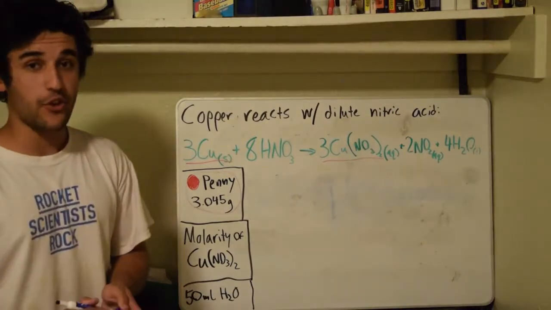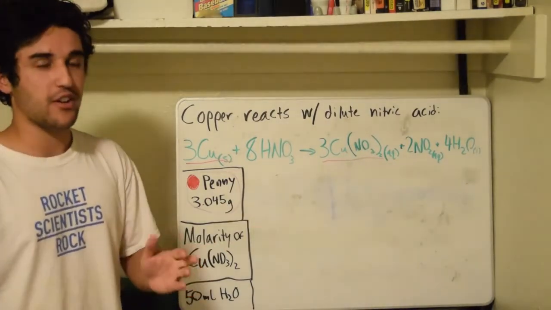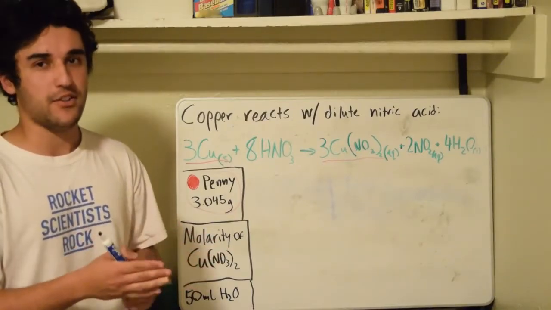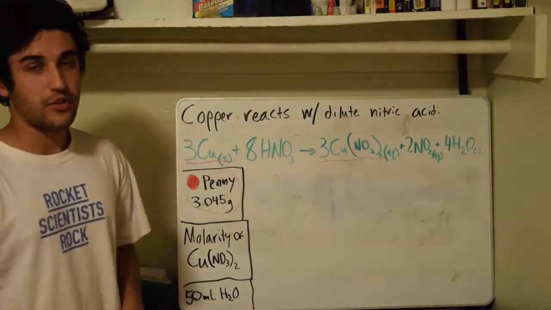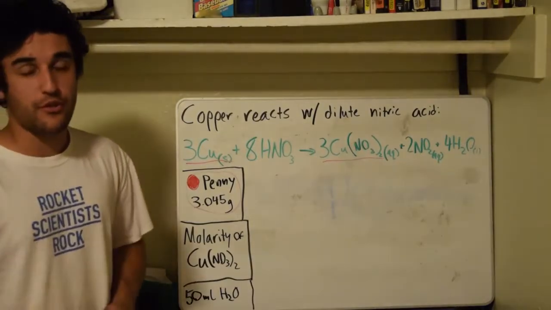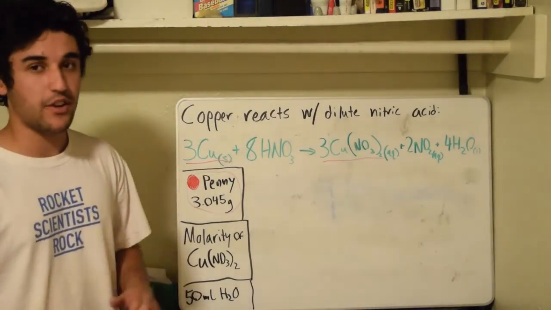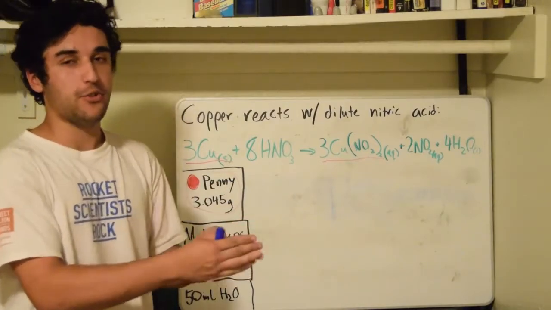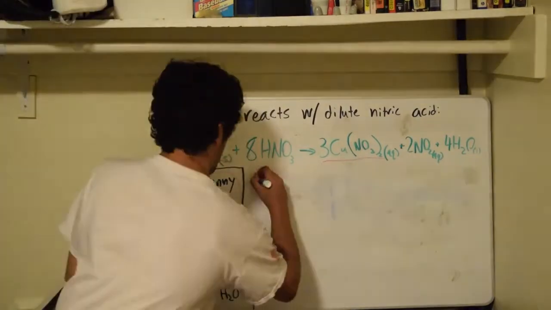So the end goal is moles per liter of copper nitrate. So we're basically trying to get the moles of the copper nitrate. So they give you 3.045 grams of copper to start. So that's your starting point. You're basically going from grams of copper to moles of copper nitrate.